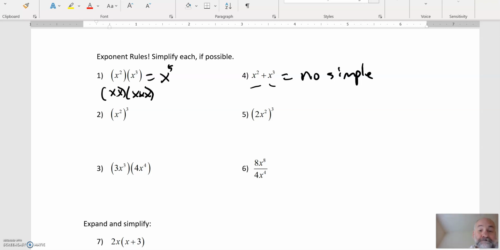X squared cubed, that would be x to the sixth, and this is the phrase power to a power, multiply. You multiply the powers together when you have something with an exponent raised to another exponent.